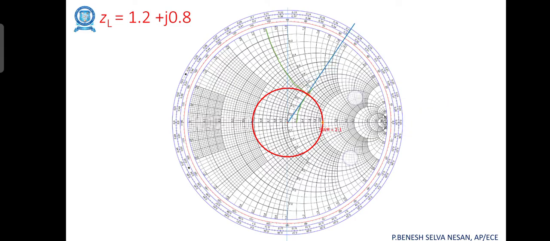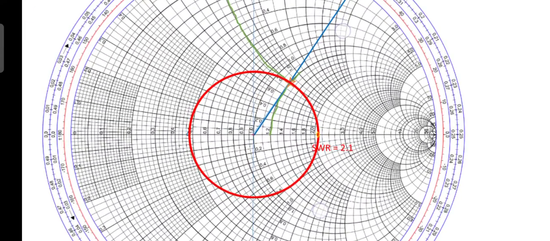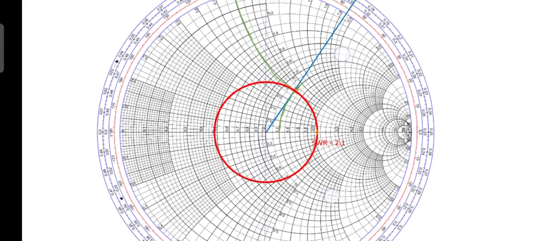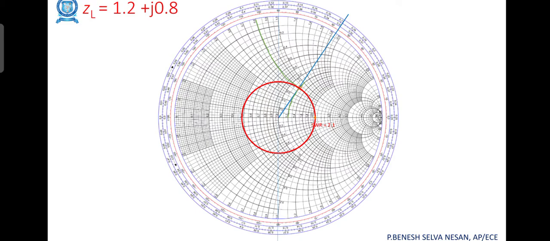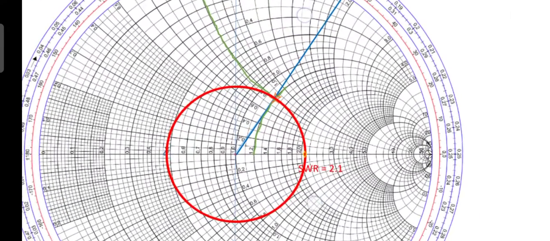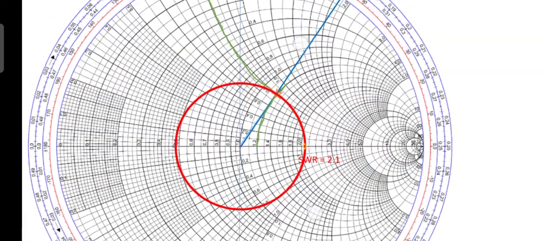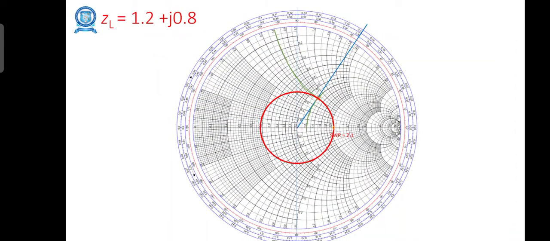So SWR is 2.1. Now we are going to find out the input impedance. What you have to do is draw a straight line from the center, passing through the load point, where we have marked the ZL point, out to the outer circle.